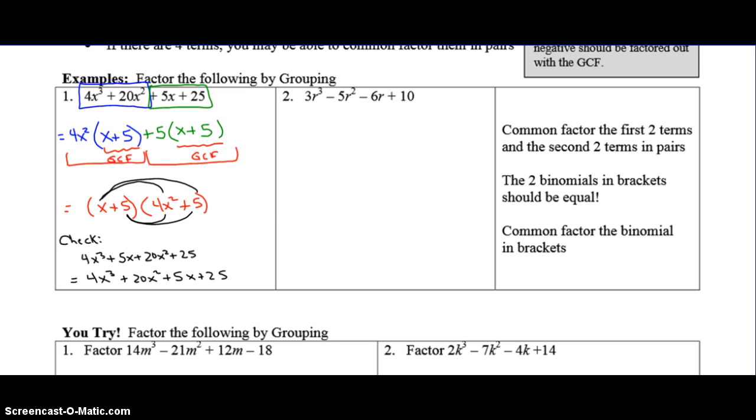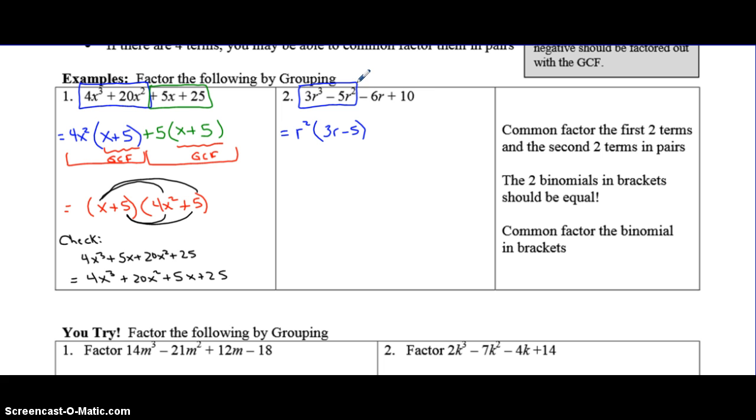So let's go over that again, because I know sometimes that gets a bit confusing. So example 2, put a box around the first 2 terms and common factor. There's no number that divides into 3 and 5, but they both have an r, and the lowest exponent is 2, so your common factor is r squared. If you divide each of these by r squared, 3r cubed divided by r squared is 3r. Negative 5r squared divided by r squared is negative 5.